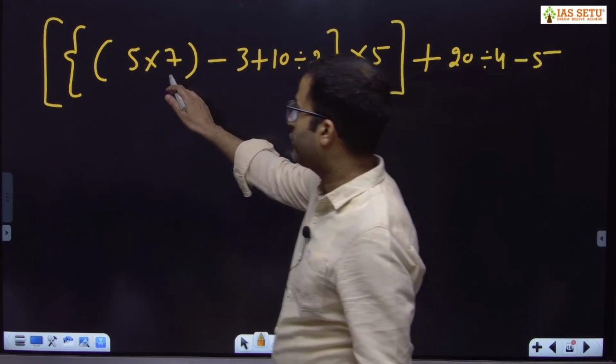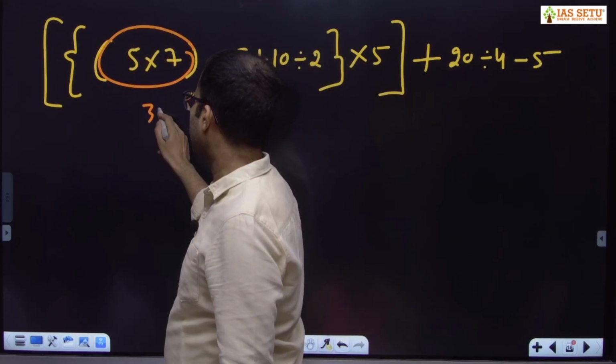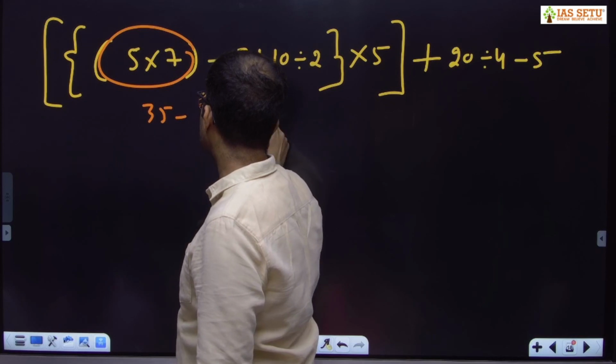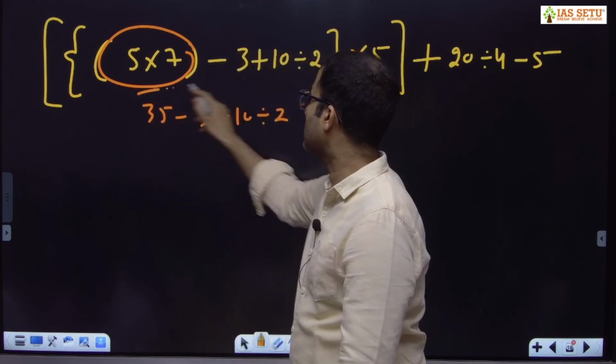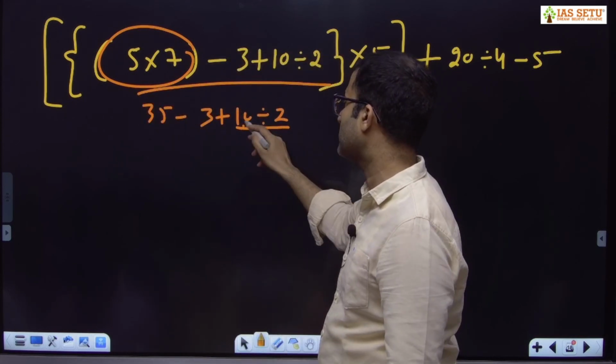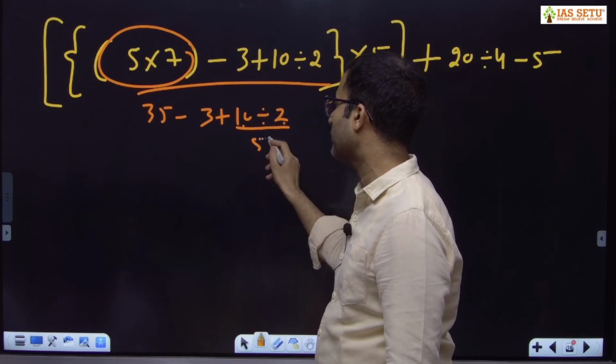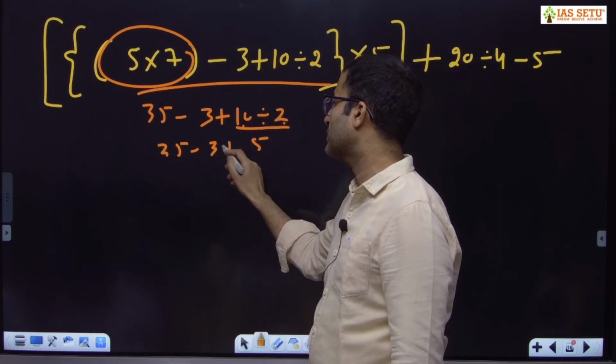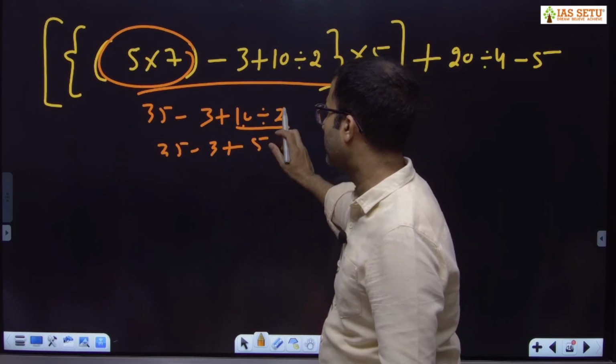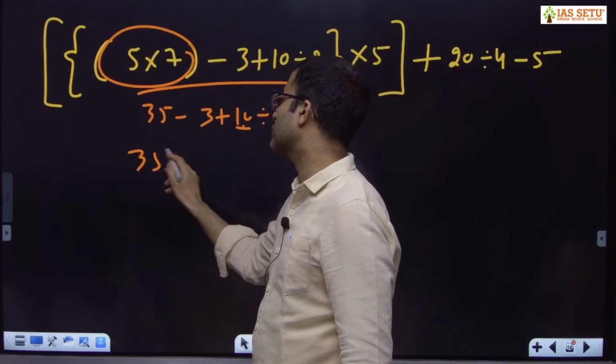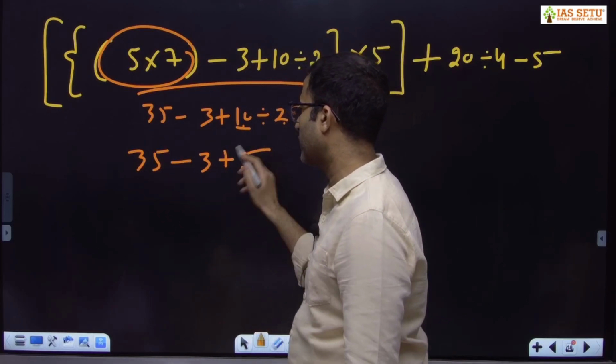So now here first we open this small bracket: 35 minus 3 plus 10 divided by 2. When you open this curly bracket, first you do this. What is 10 divided by 2? 5. So it is 35 minus 3 plus 5. So here maybe you can get confused. 35 minus 3 plus 5.